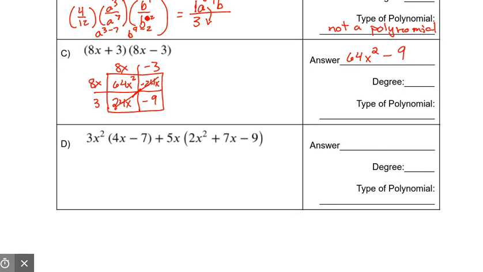Now, this is a quadratic because it's of degree 2, okay? And it is a binomial because there are 2 terms. Okay. Last one, letter D. In this particular problem, there's actually 2 distributive property problems. So I have that one right there, and then I have this second one here.